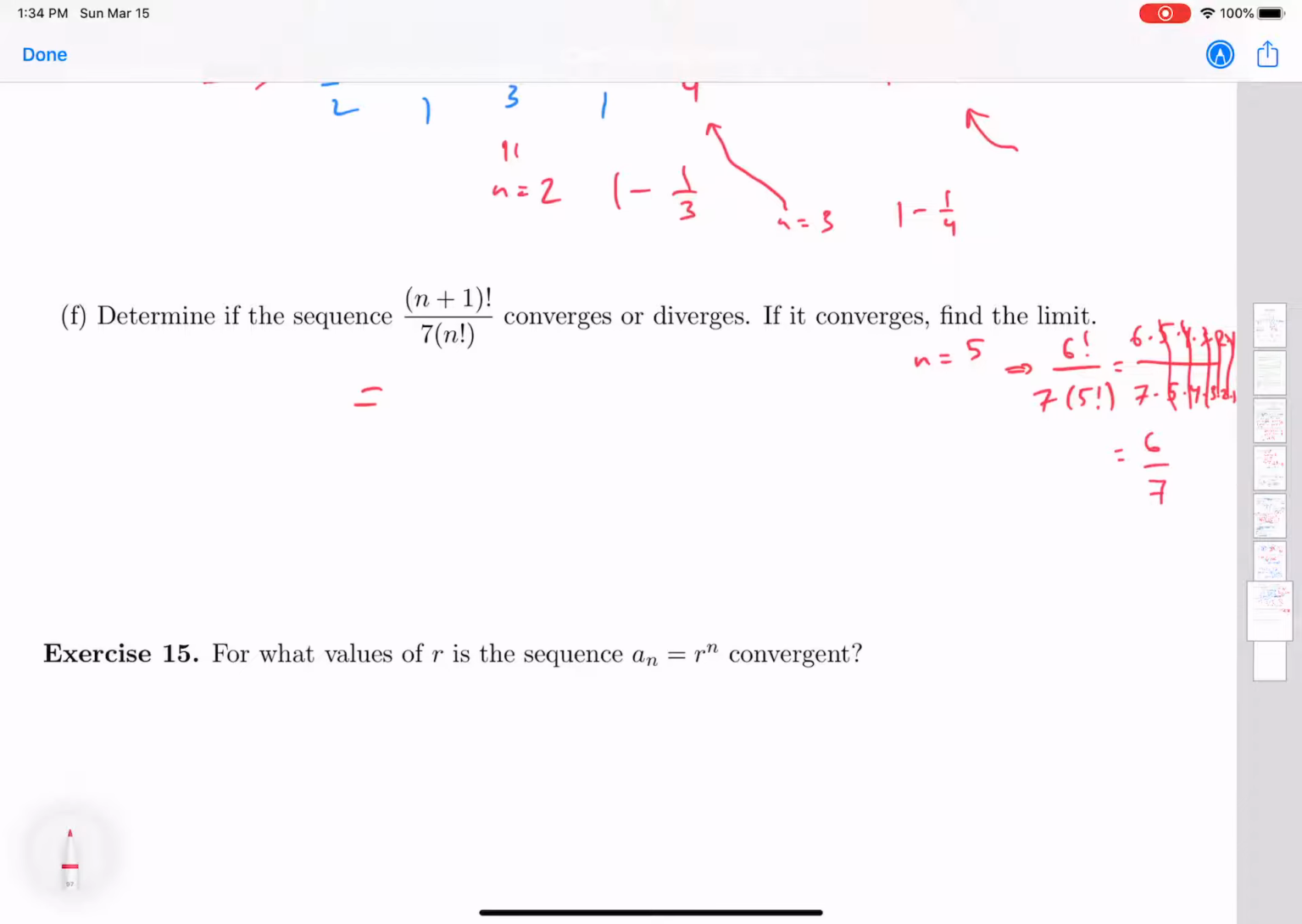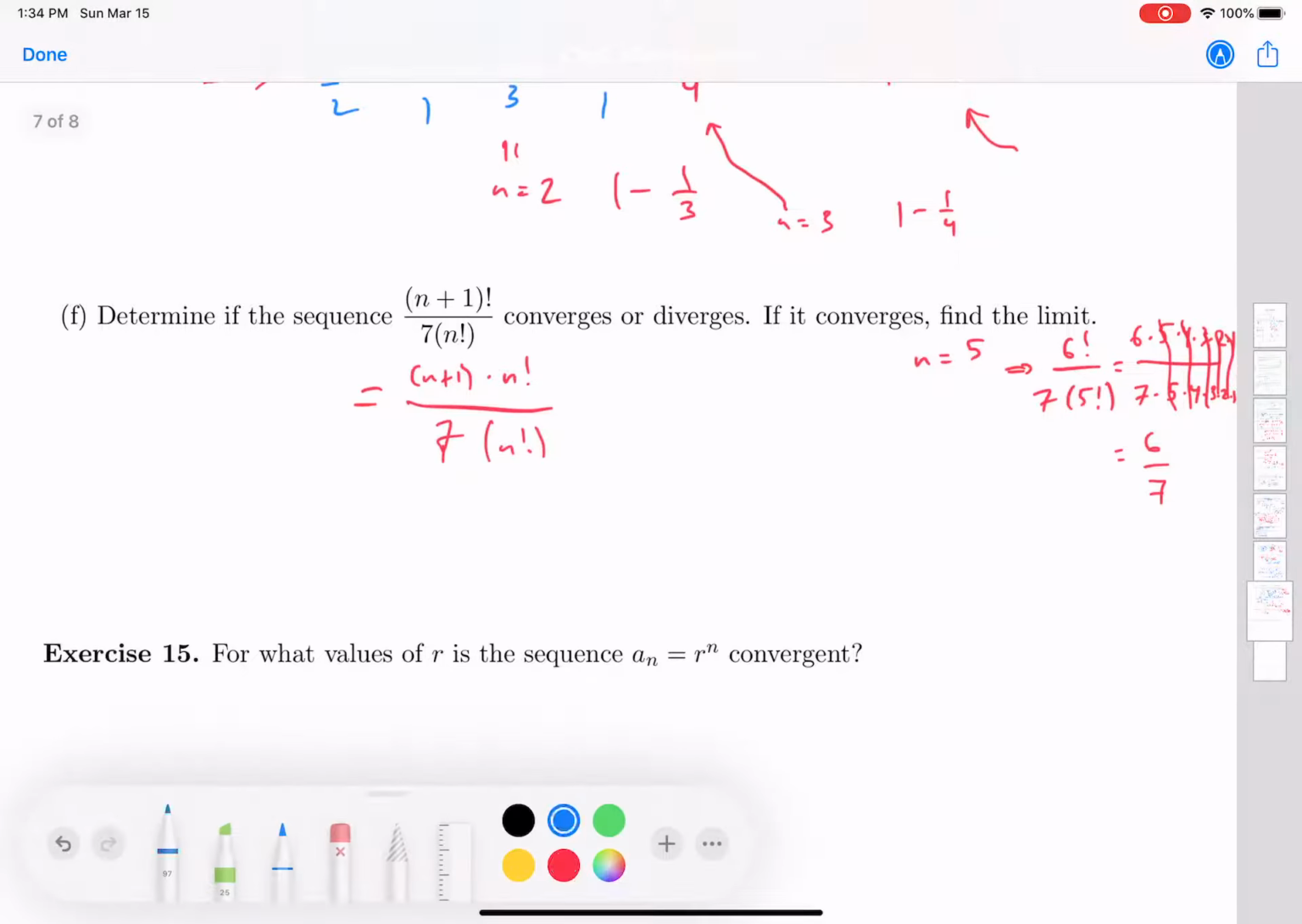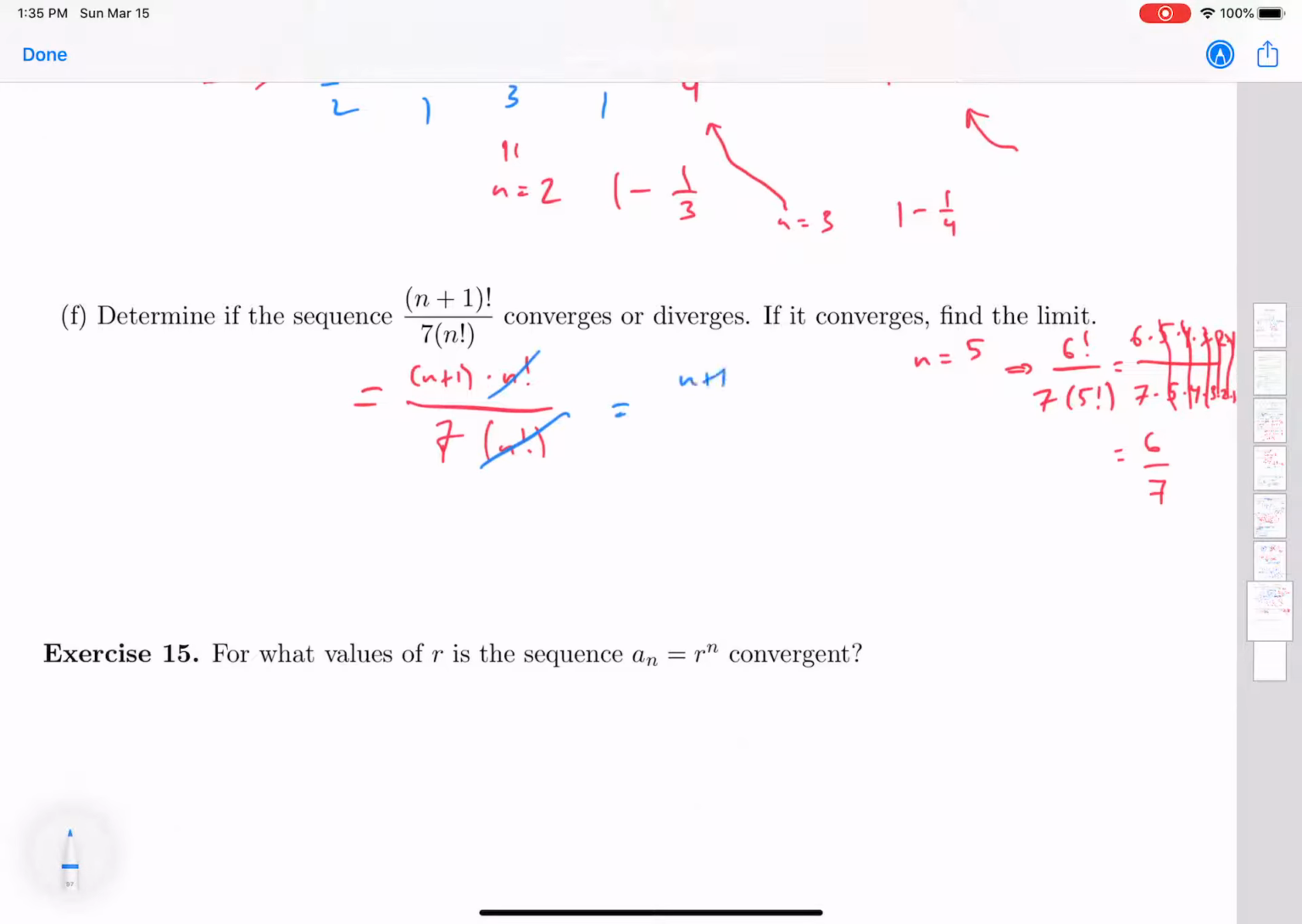And in fact, I can rewrite this entire expression as n plus 1 times n factorial, because the n factorial is going to give me n times n minus 1 times n minus 2 all the way down. And then when I put that over a 7 times n factorial, my n factorials will cancel. Ta-da! So again, this sequence is just equal to n plus 1 over 7.